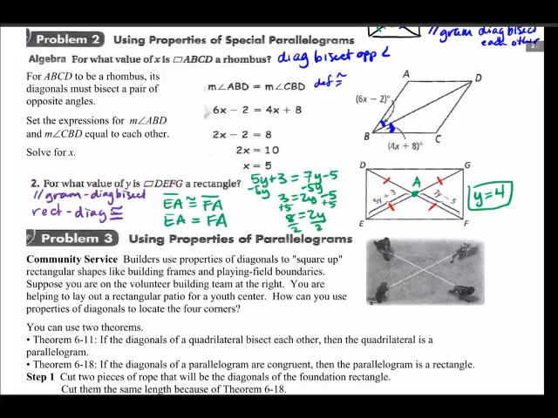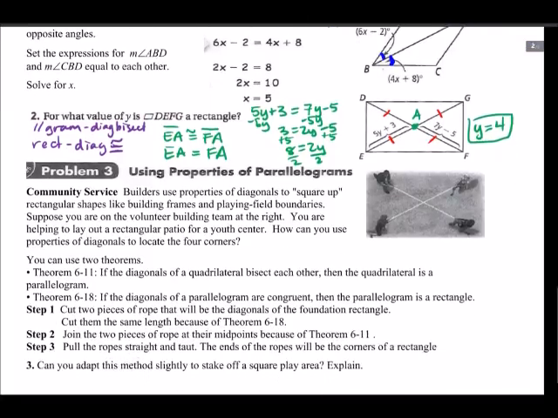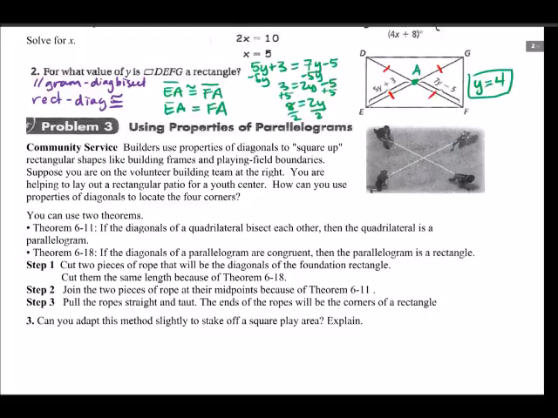So that was a nice, easy little problem. All you have to do is remember all of your properties. Now, let's look at our last problem here. Using the properties of parallelograms, we are told that builders use properties of diagonals to square up rectangular shapes like building frames and playing field boundaries. So suppose that you are on the volunteer building team. You are helping to lay out a rectangular patio at a youth center. So we want a rectangle. How can you use the properties of diagonals to locate the four corners?